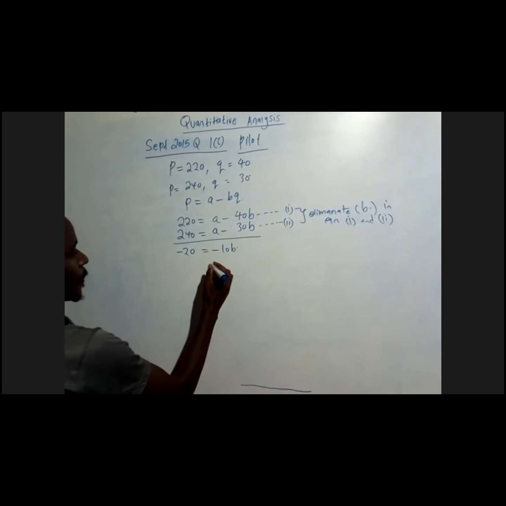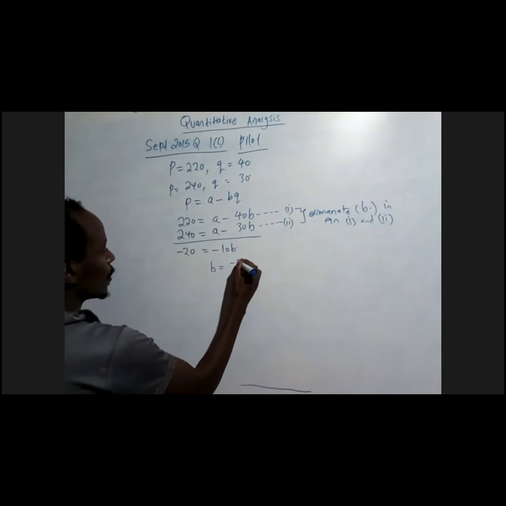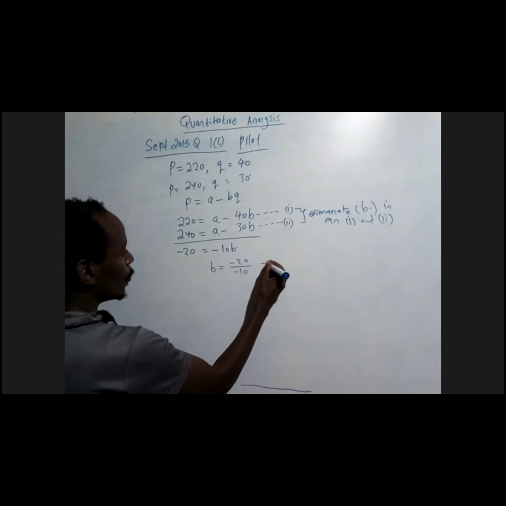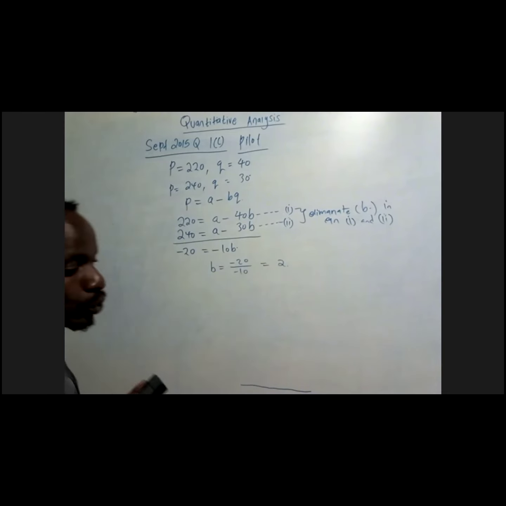Now we can find b. b is equal to minus 20 over minus 10, which equals 2. So 2 becomes our b.